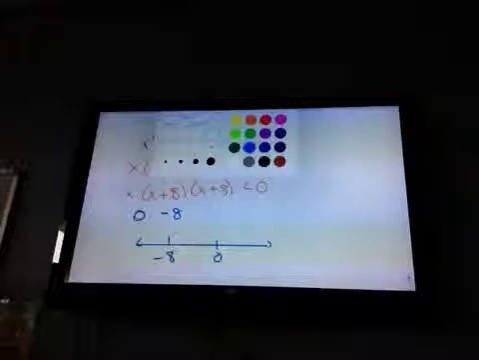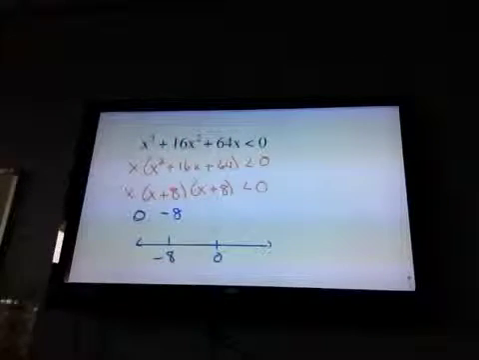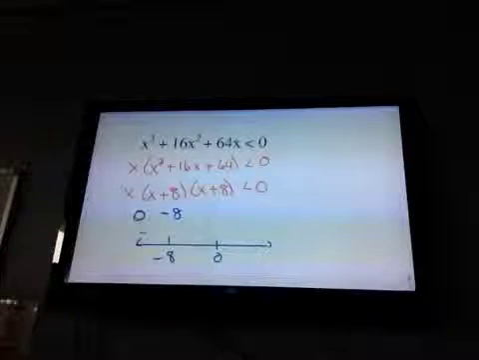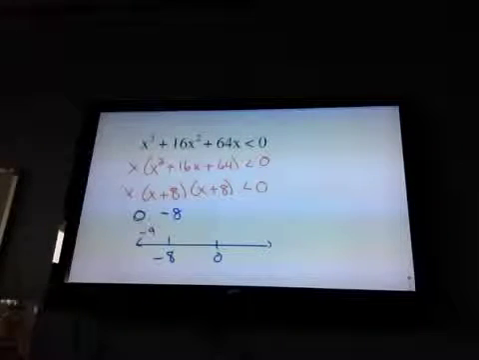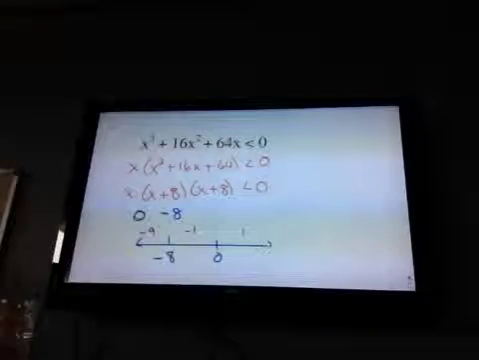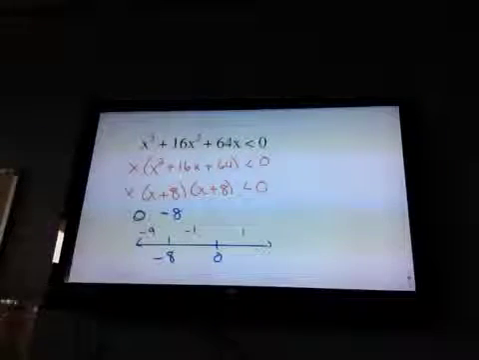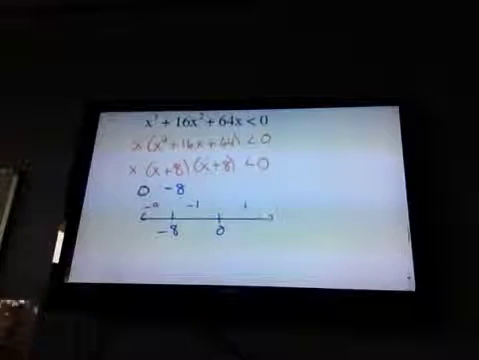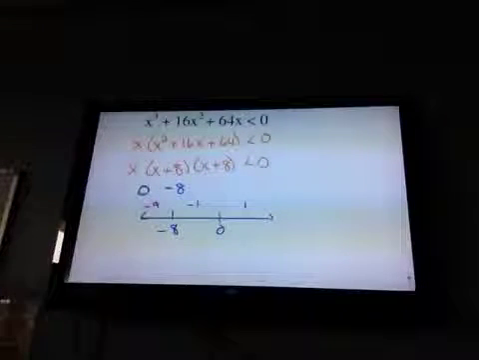All right, so a number less than negative 8: negative 9. A number between negative 8 and 0: negative 1. A number greater than 0: 1. And again, the numbers do not matter because it's going to end up the same no matter what number you pick in that area of the number line.